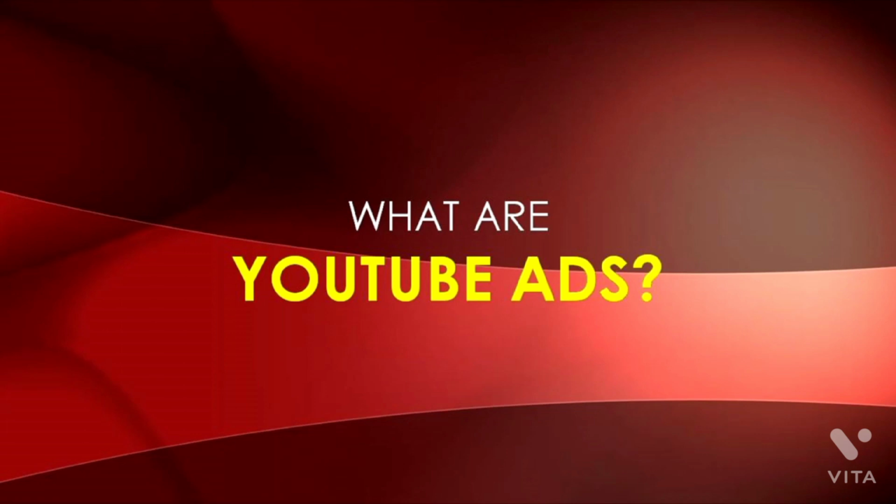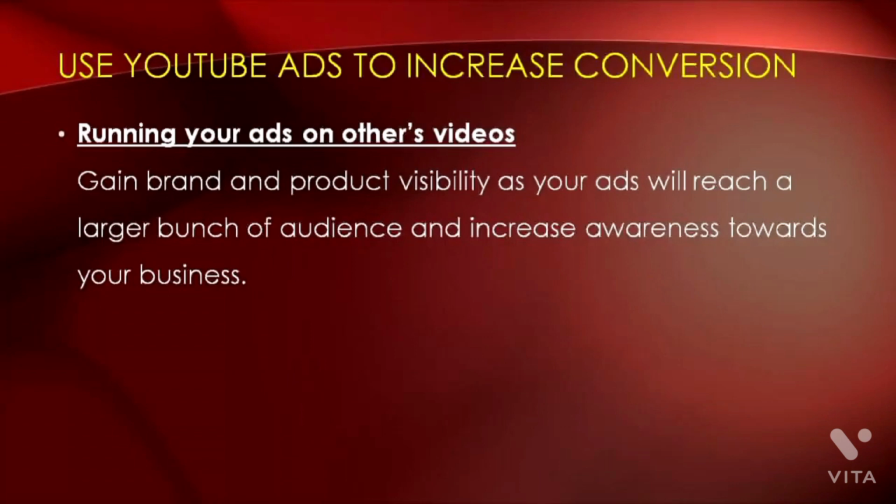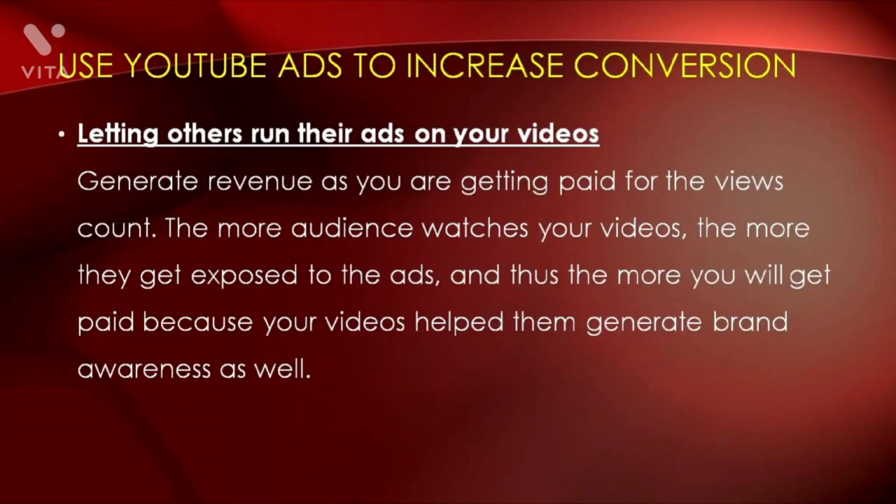YouTube Ads enables two choices: to run your ads on others' videos or to let others run their ads on your videos. By running your ads on others' videos, you'll be gaining brand and product visibility, as your ads will reach a larger bunch of audience and increase awareness towards your business. On the other hand, letting others run their ads on your videos allows you to generate revenue as you're getting paid for the view count. The more audience that watches your videos, the more they get exposed to ads, and thus the more you'll get paid because your video has helped generate brand awareness for others.